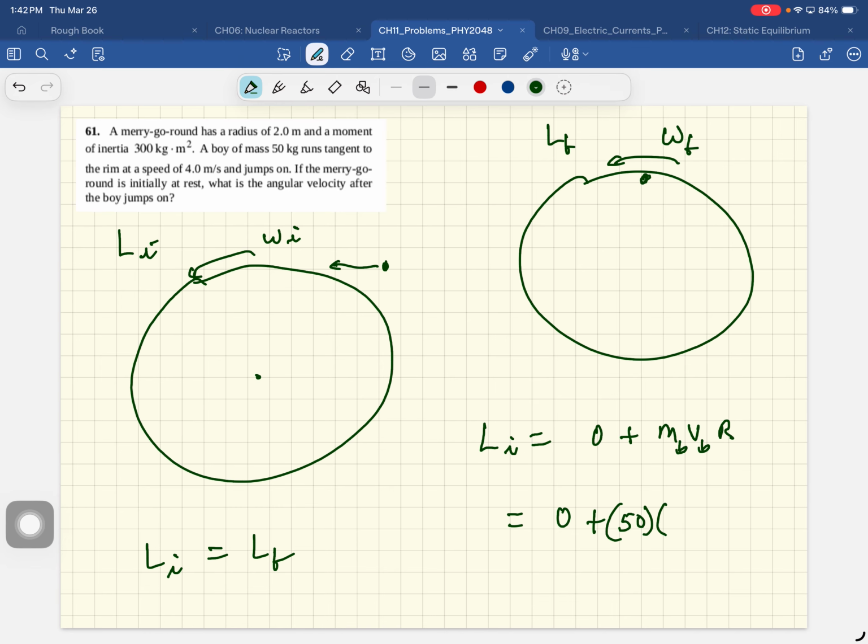All right. So this is an interesting problem. A space station consists of a giant rotating hollow.